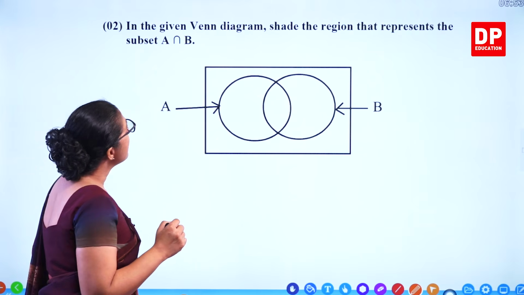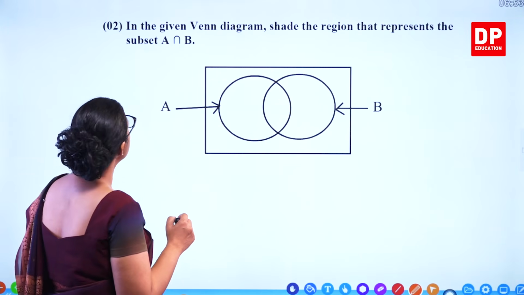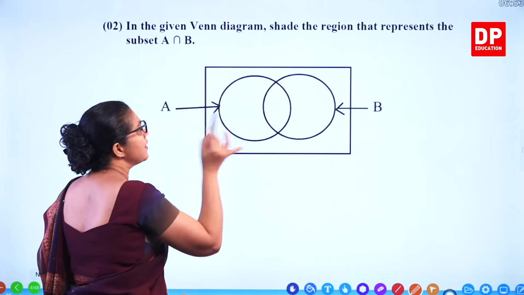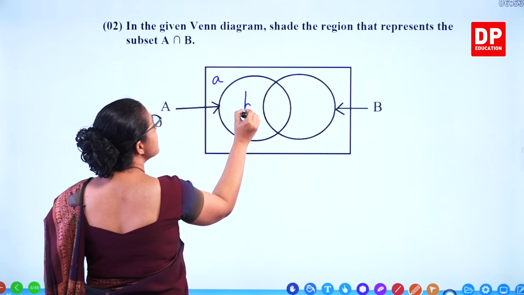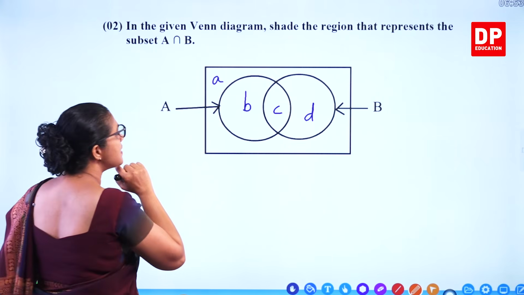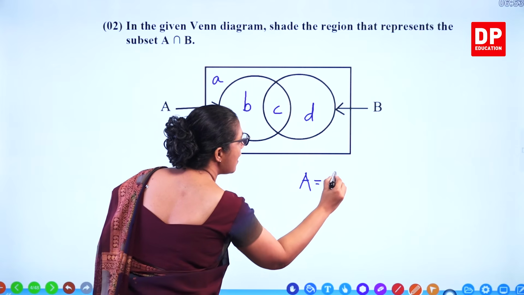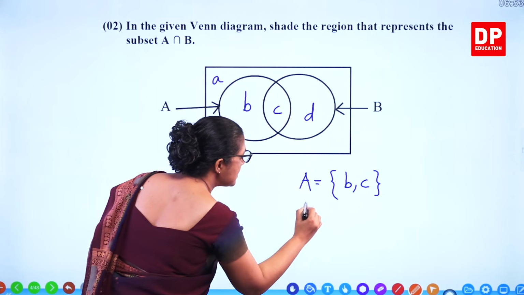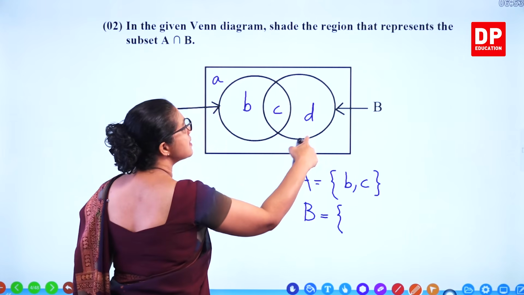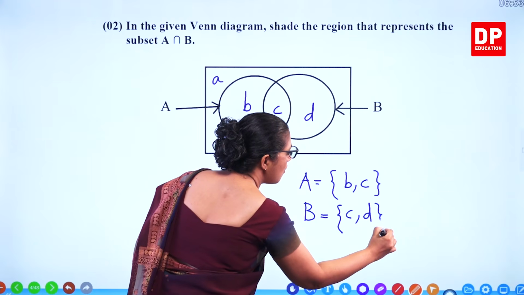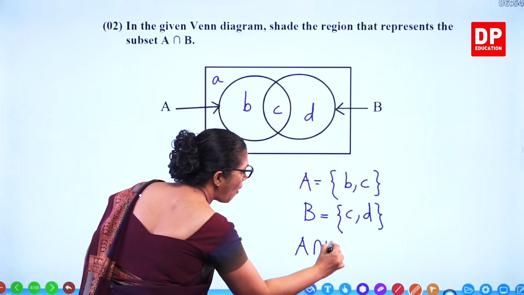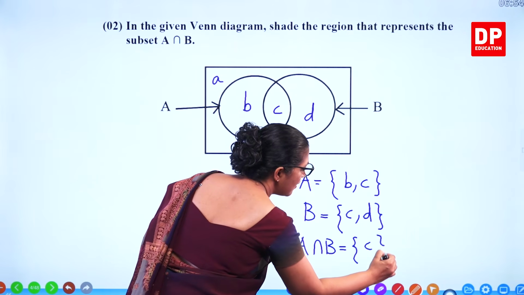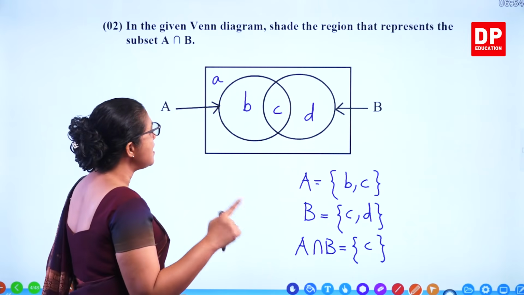Question number 2. In the given Venn diagram, shade the region that represents the subset A intersection B. You already know, but I want to explain this. Put letters for each region A, B, C, D. If you take A, what are the elements in A? B and C. What are the elements in B? C and D. What's intersection? Common for both A and B. So what are common? We can see C is common. So the region C is the intersection.